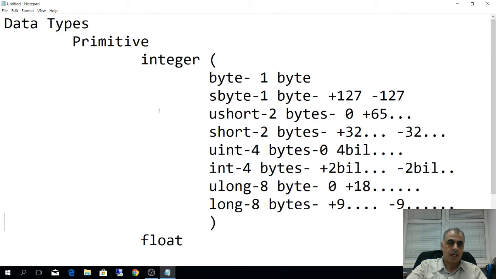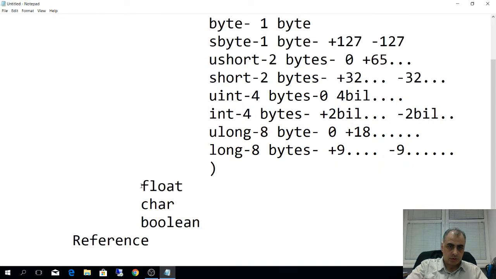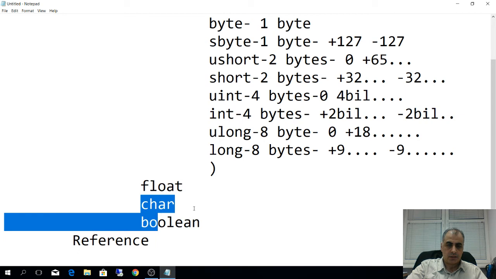These are the primitive data types for integers. In the next video I'm going to show the float, character and boolean data types.